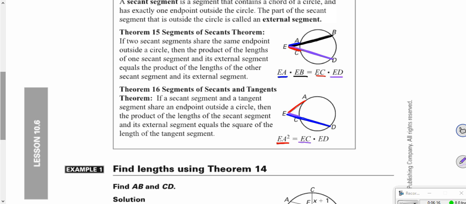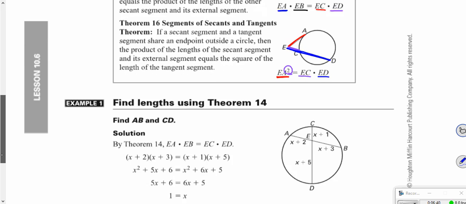So a tangent part is squared. Again, I want to point out that squared part. EA squared equals EC, the external, times the whole secant segment, ED. So the external times the whole equals the tangent squared. Again, I hope the colors kind of helped there.